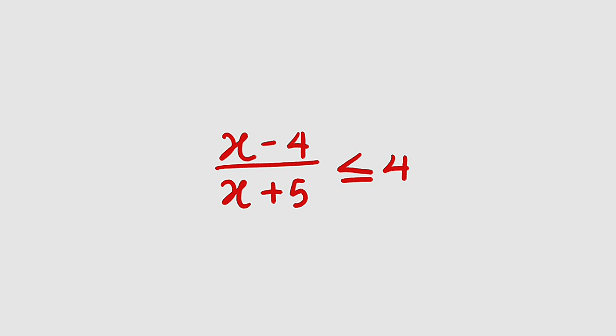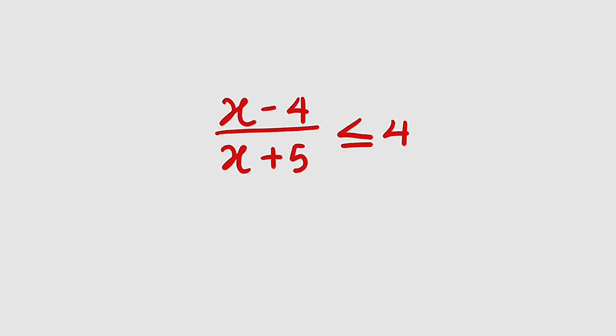Alright, before we start, you should know that x can never be equal to negative 5, because if x is negative 5, the denominator will be equal to 0, right? And the whole expression will be undefined. So we know that x cannot be negative 5.